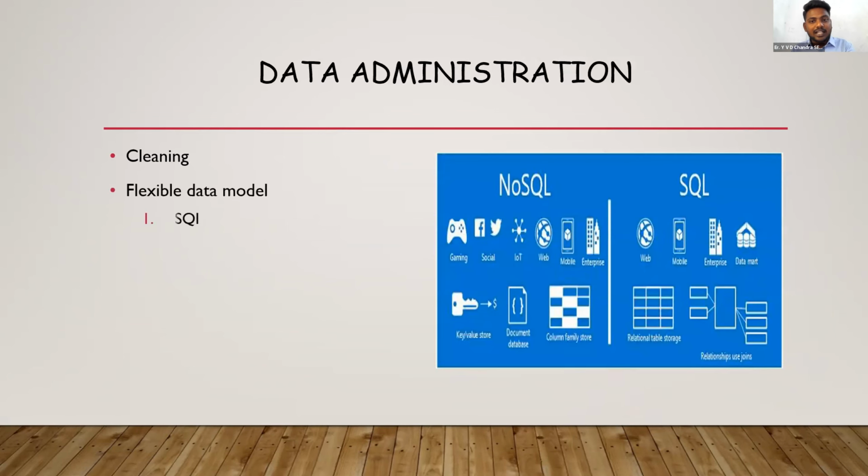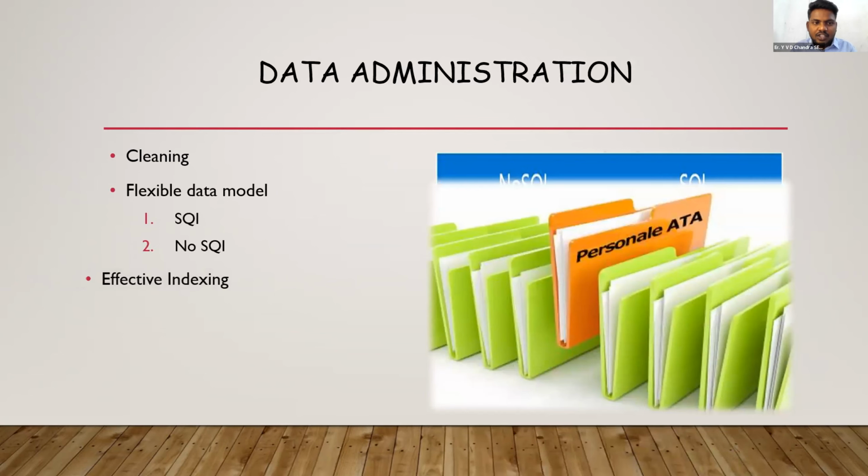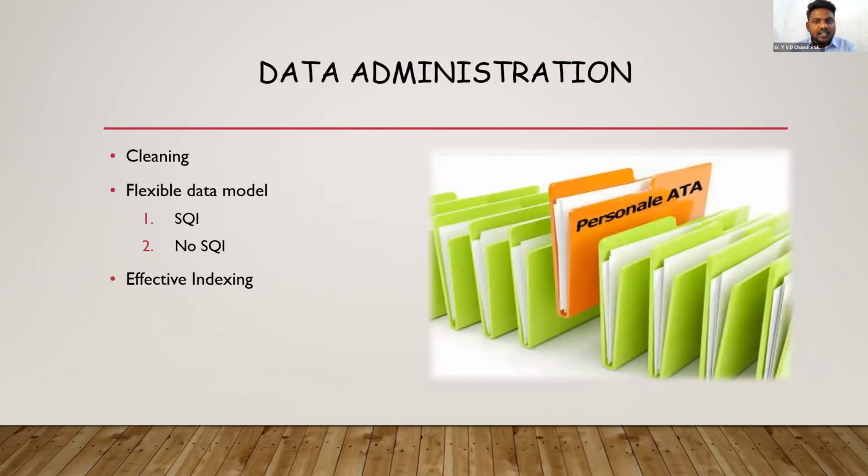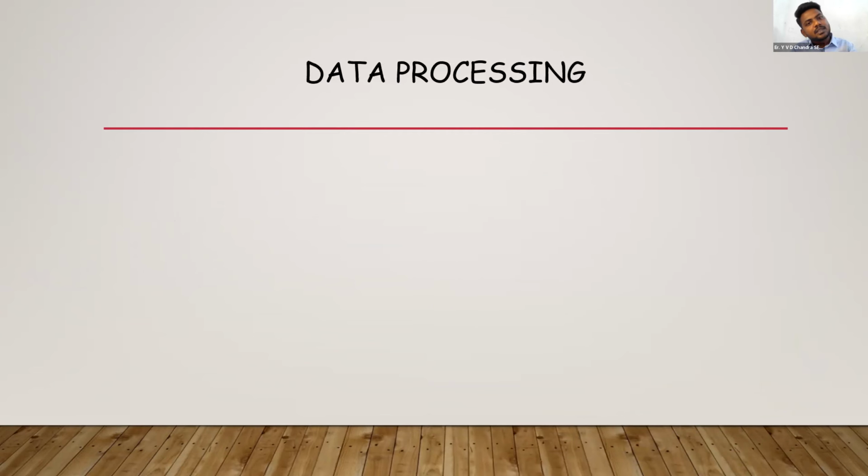So next one is the feasibility model. Feasibility model means the data will be arranged in a table format in SQL or NoSQL. Next, we have to provide indexing for the particular data for easy access. So the next step is data processing.